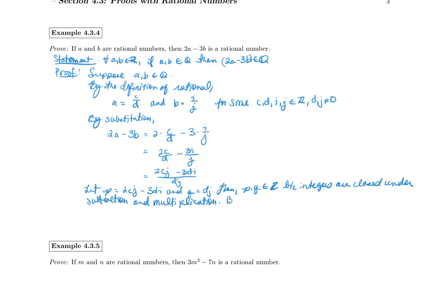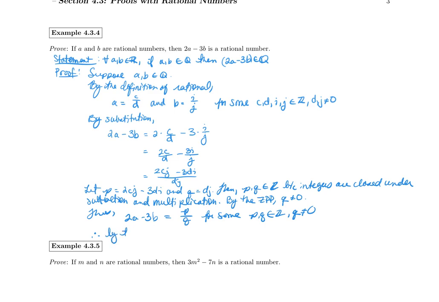We also know by the ZPP, by the zero product property, that neither D nor J is 0. So we know that Q, which is equal to DJ, is not 0. Thus, we have that 2a minus 3b equals P over Q for some P and Q in the set of integers, and Q isn't 0, which is the definition of rational.